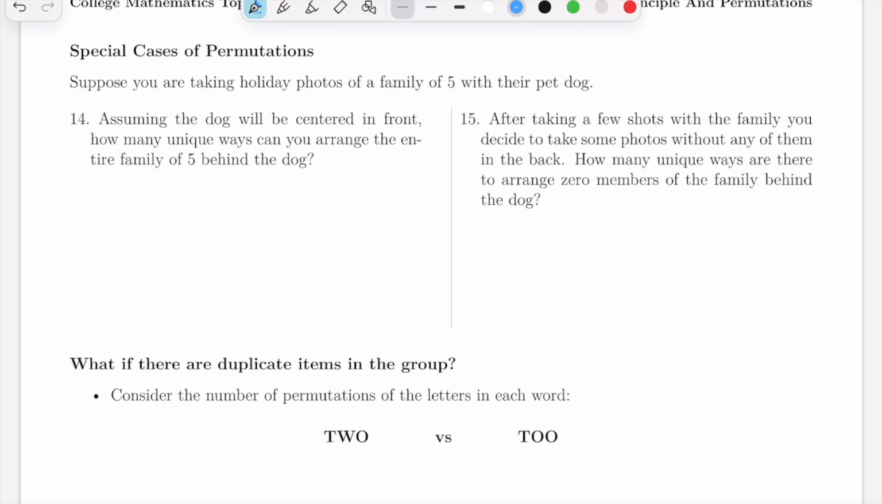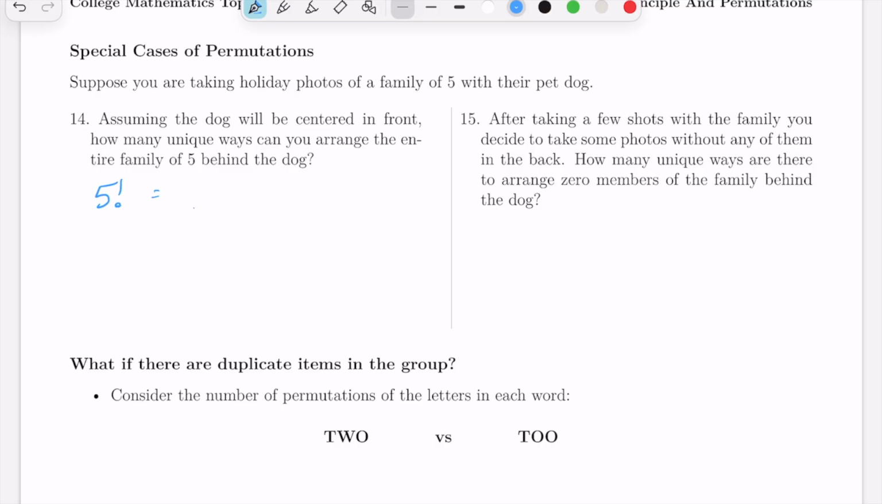Suppose you're taking a holiday photo and you have a family of 5 and their pet dog. Assuming that the dog will be in the front and center, because some people just think the dog is the most important thing, and that way you can still see him. What we do want to do is figure out how many unique ways you can arrange the entire family of 5 behind the dog. Well, if you said 5 factorial, you would be correct.